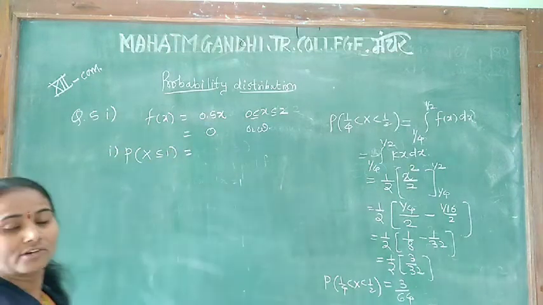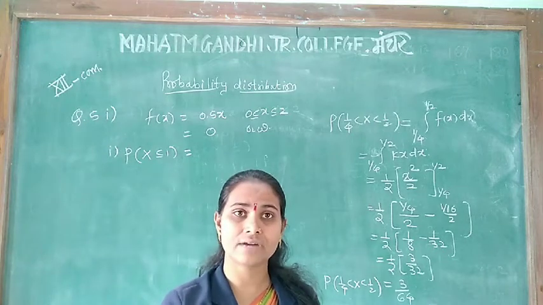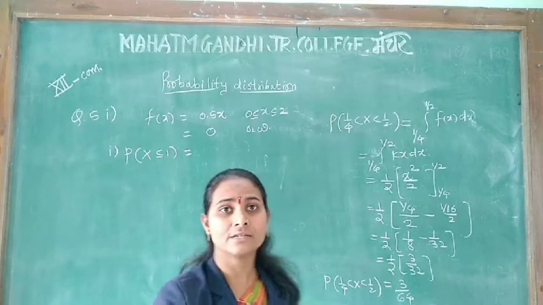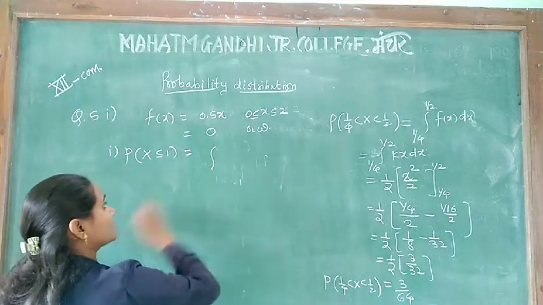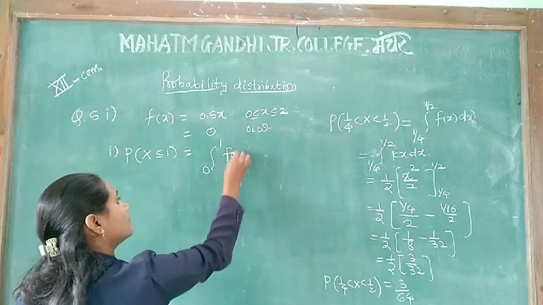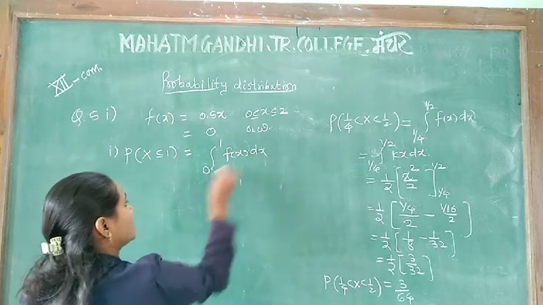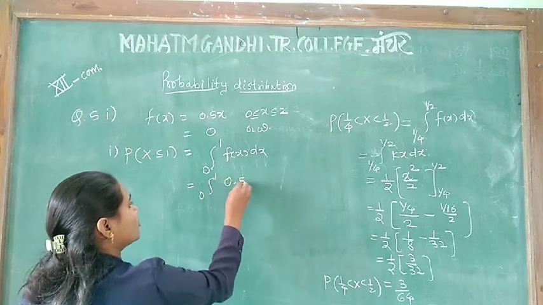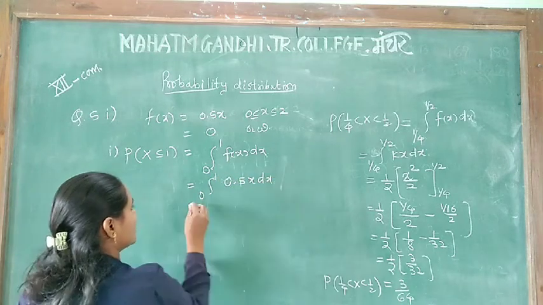x less than or equal to 1 म्हणजे x कसा असला पाहिजे, 1 पेक्षा लहान, म्हणजे 1 ही त्या ठिकाणी तुमची सगळ्यात मोठी व्हॅल्यू असेल. Let us integrate. So what is the lower limit? That is 0 to 1 f of x dx. Write 0 to 1 as it is. What is the function? 0.5x dx.